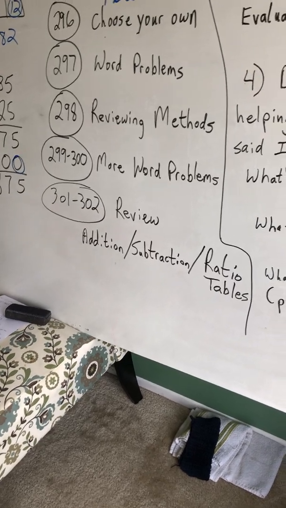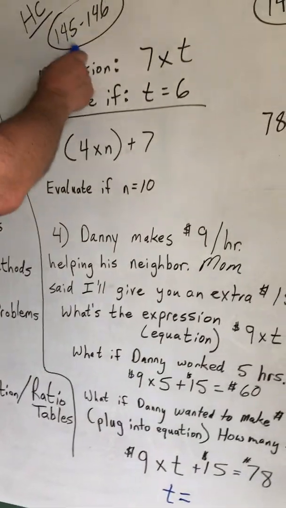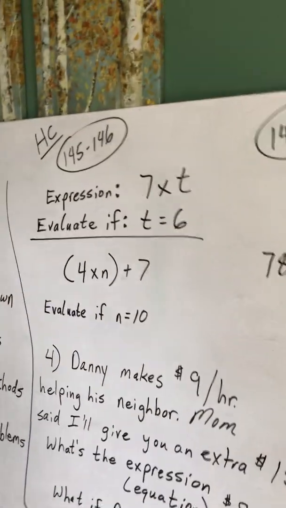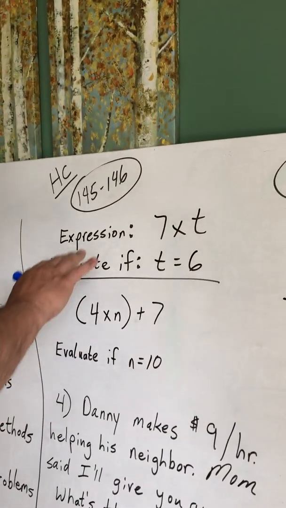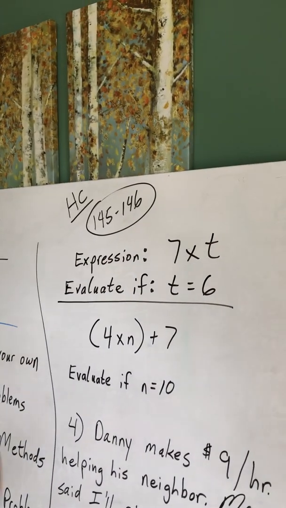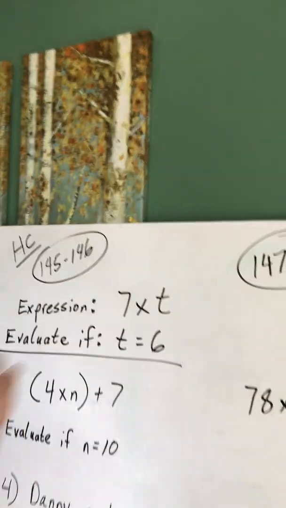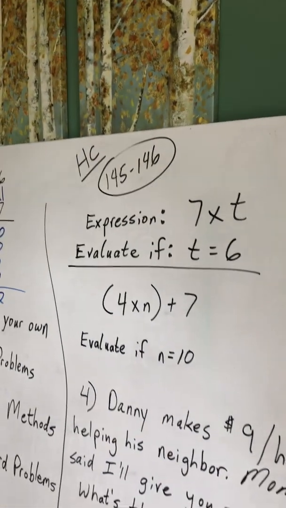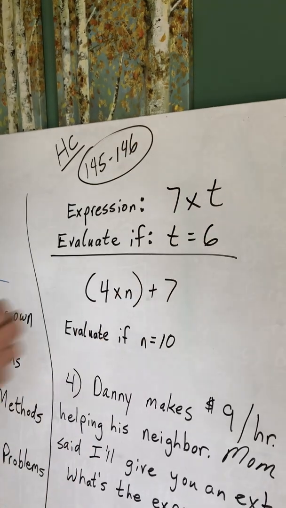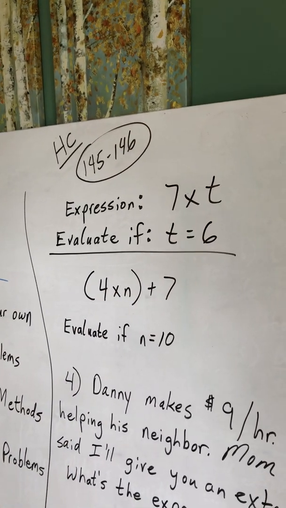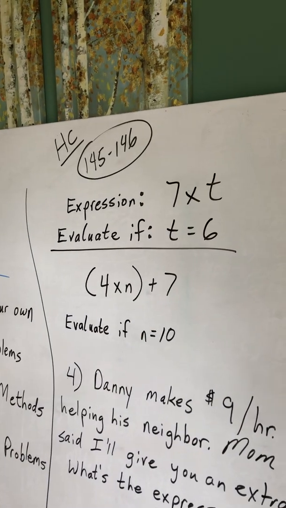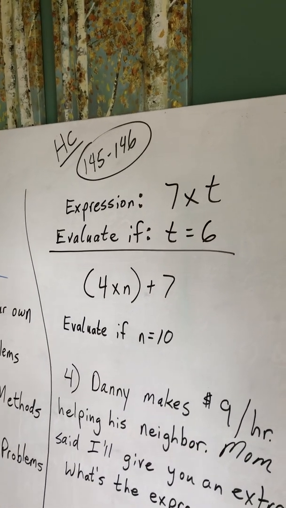Okay, so let's talk about home connections, 145 and 146. So an expression, basically what Bridges looks at as an expression is, it's almost like a formula. You have 7 times t, okay? We haven't plugged anything in for t yet. It's an expression. We don't have an equal sign yet. So it's called an expression.